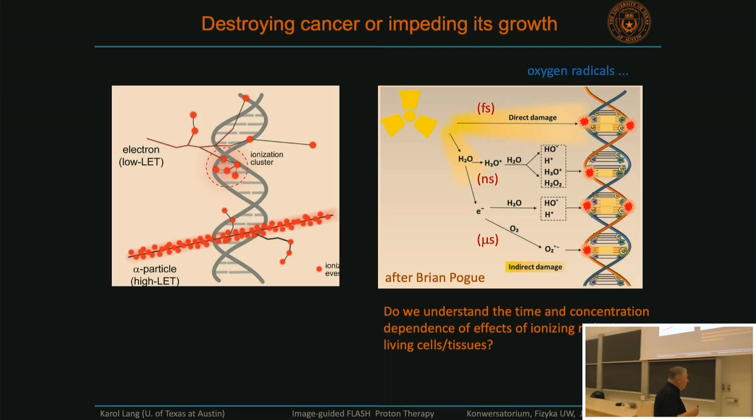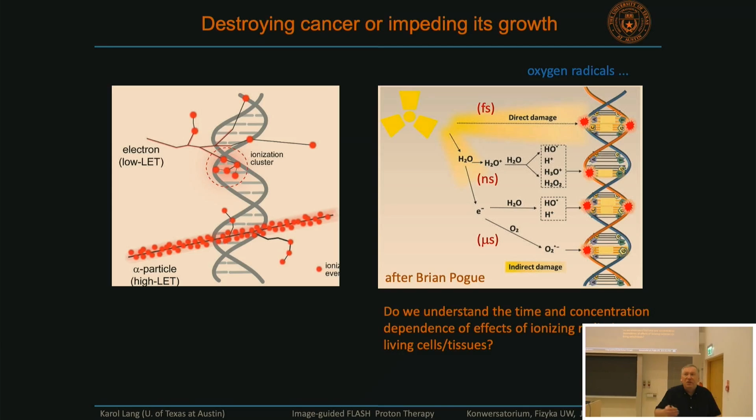There are different processes by which radiation impacts live tissue. One of them is essentially just direct damage by charged particles to the DNA strand.